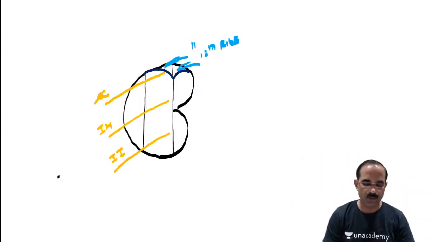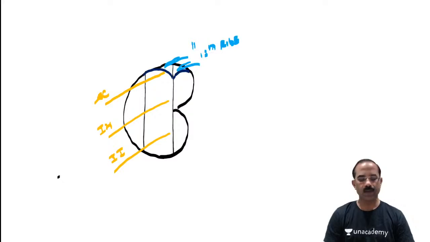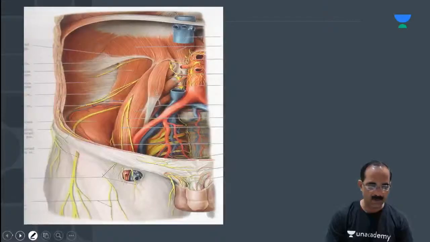The psoas major, the quadratus lumborum, the transverse abdominis, the medial arcuate ligament, the lateral arcuate ligament, the subcostal, iliohypogastric and ilioinguinal nerves. Okay, now understand the anterior relations of the kidneys.